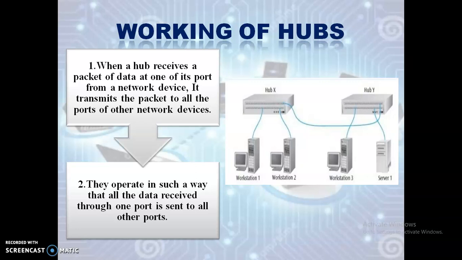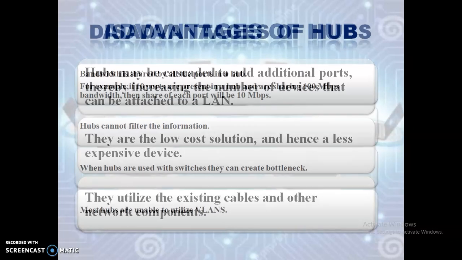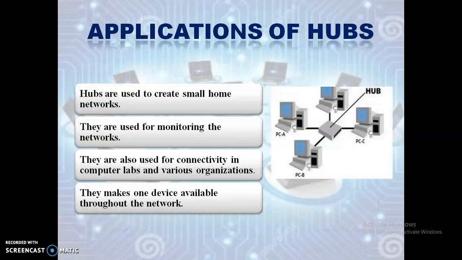When a hub receives a packet of data at one of its ports from a network device, it transmits the packet to all the ports of other network devices. They are a low-cost solution and hence a less expensive device. Hubs cannot filter the information and most of the hubs are unable to utilize VLANs. These are some of the limitations of the hubs. They are used to create small home networks and for monitoring these networks.